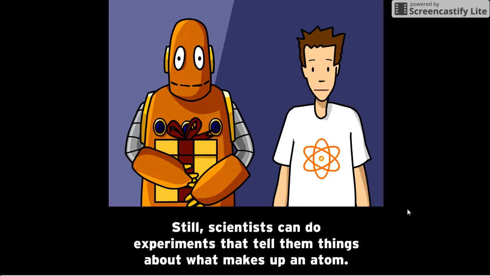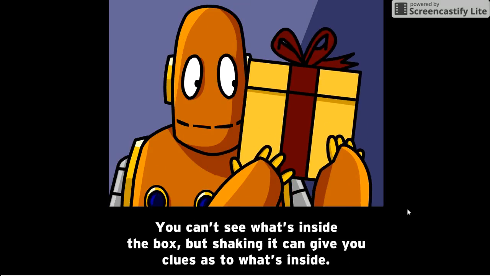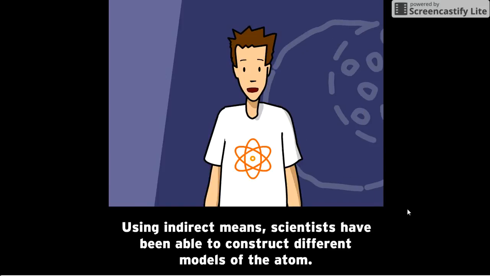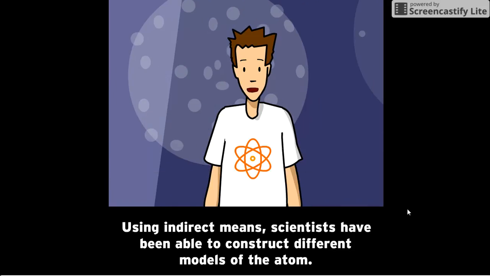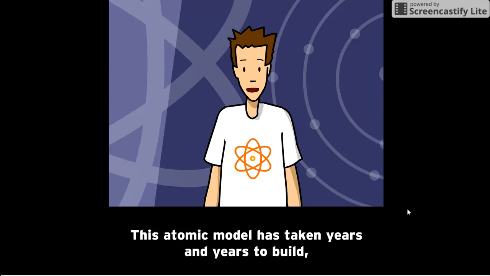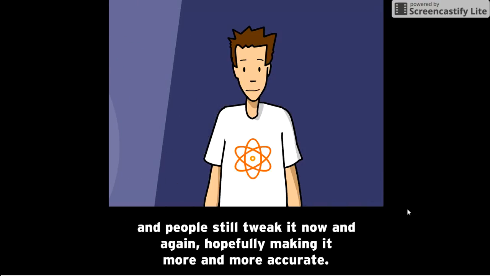Still, scientists can do experiments that tell them things about what makes up an atom. Right you are, my robot pal. You can't see what's inside the box, but shaking it can give you clues as to what's inside. It's the same with atoms. Using indirect means, scientists have been able to construct different models of the atom. This atomic model has taken years and years to build, and people still tweak it now and again, hopefully making it more and more accurate.